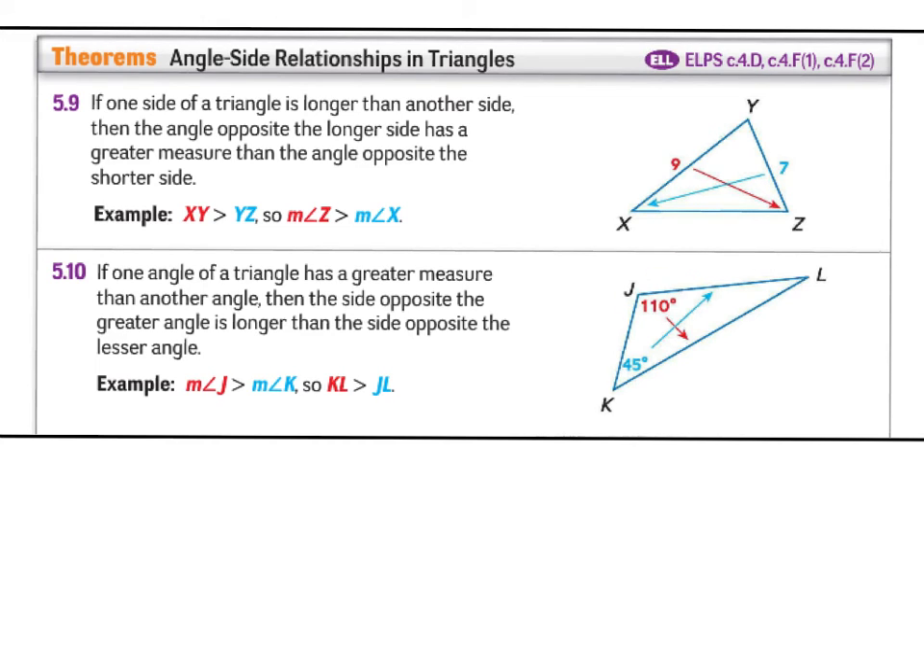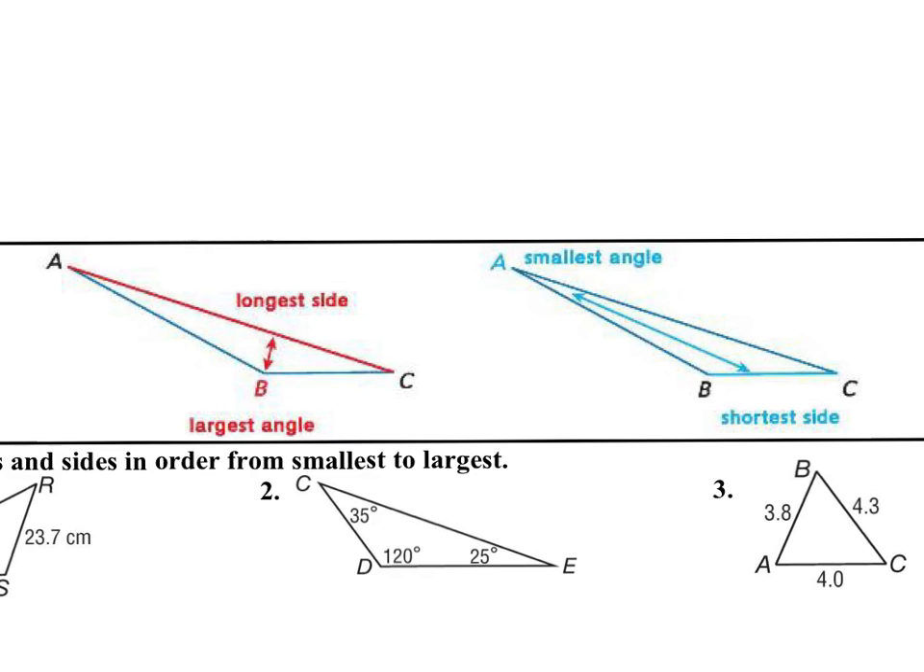Like angle J is bigger than angle K, so the side opposite of angle J will be longer than the side opposite of angle K. So I took this screen grab from the book. It's basically just restating everything I just said. The largest angle will be opposite of the longest side. The smallest angle will be opposite of the shortest side. The medium angle will be opposite of the medium side. So you get the picture, I hope.